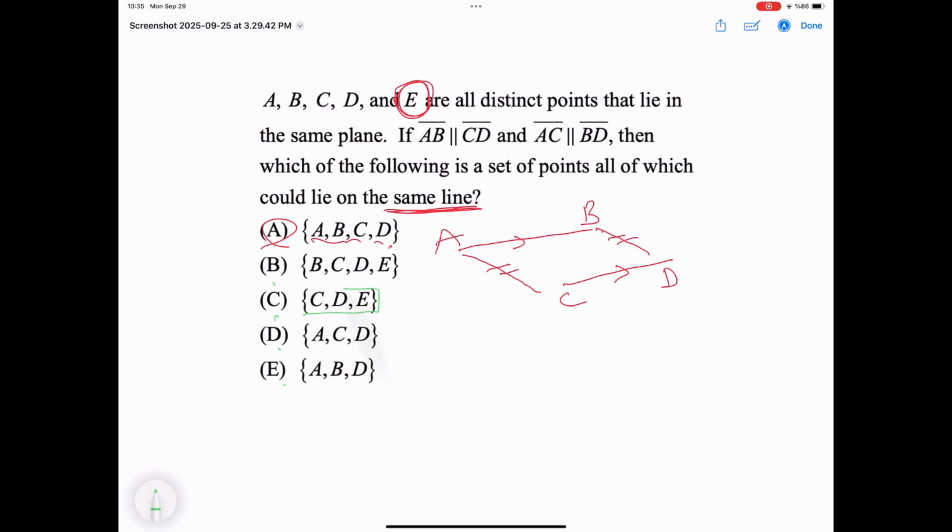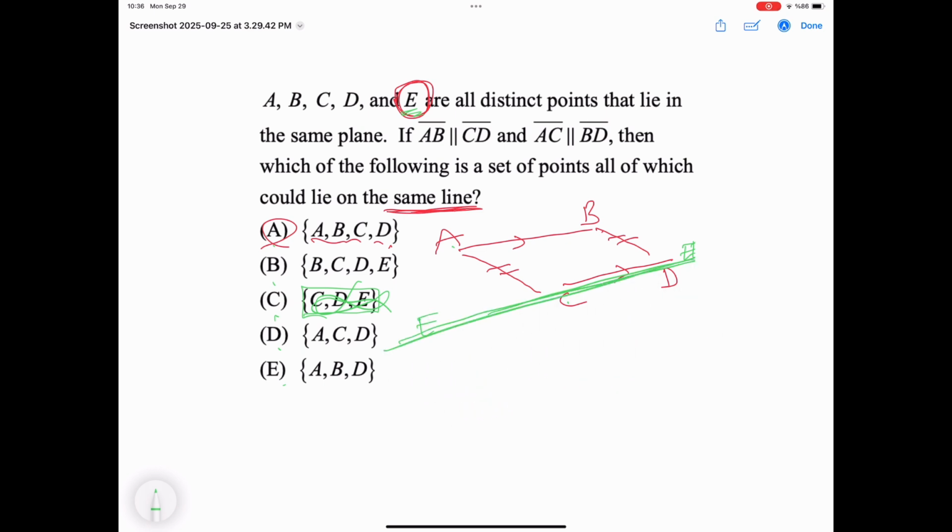So let's look at this one, because this is the answer. CDE. CD is already on the same line, and E can be somewhere here. So when we draw a line here, yes, CD and E can be on the same line. But ACD, no. If A and C are on the same line, then D cannot be on the same line as A and C. Or ABD. A and B are already on the same line, but D cannot be on this same line. So the only possible answer then is CDE. And it is because we can put this E anywhere, like here.